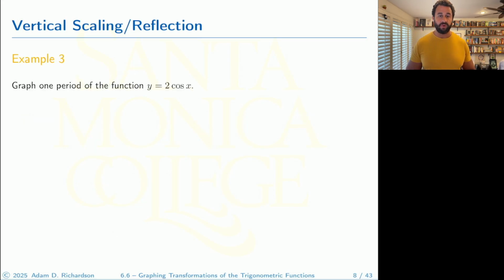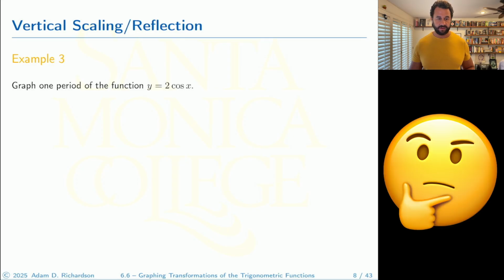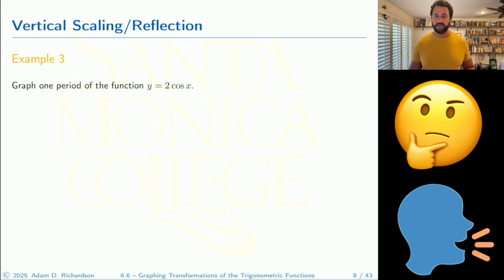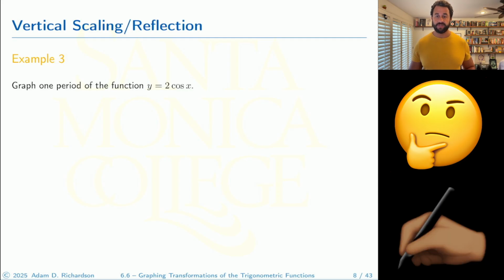So try to graph this one here. I'll leave you to do this one as well. Try to graph one period of the function y equals 2 times cosine of x. All right? Think about it for a sec. Okay, now verbalize something. Maybe what key points can you use to graph it? And now try to work it out, and we'll do it together in a moment.